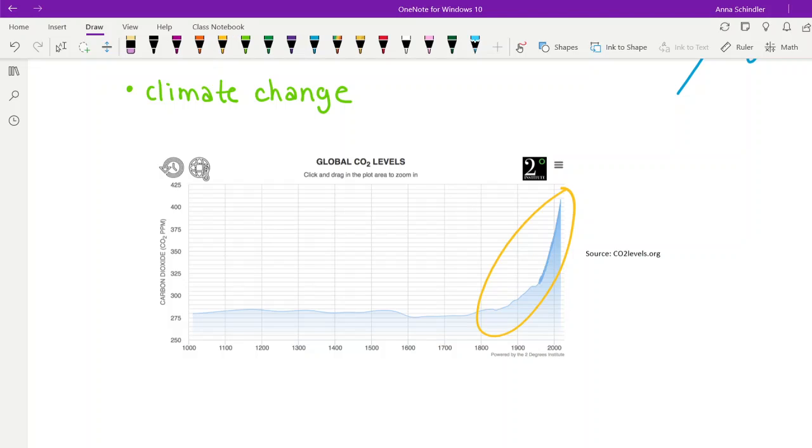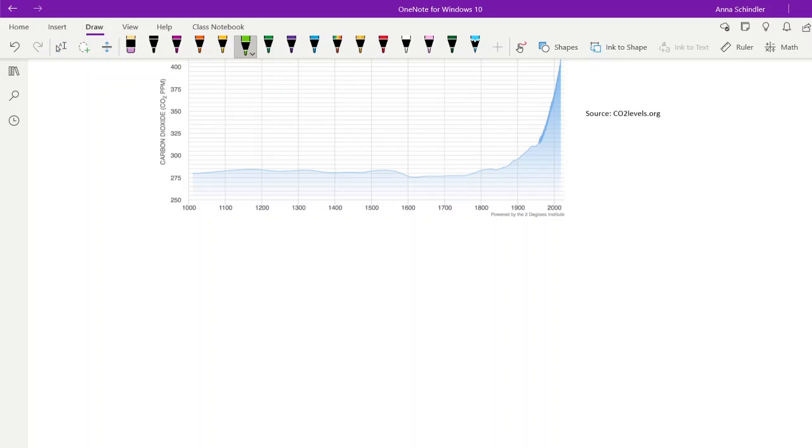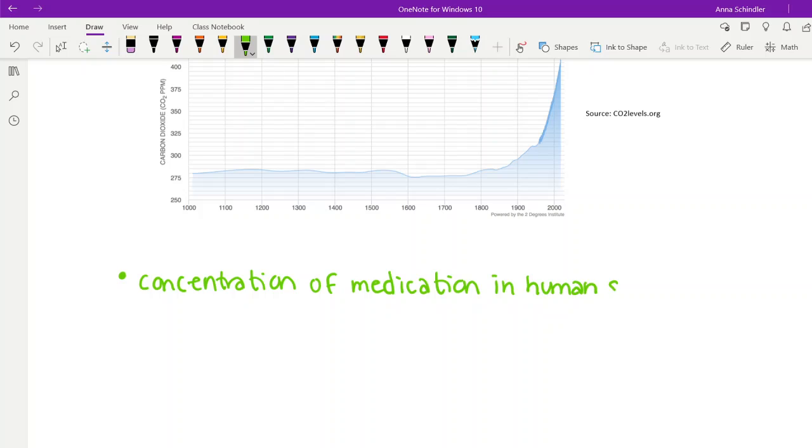Okay, a few more examples. So these are now going to be examples of things that are decreasing exponentially. So one thing could be the concentration of a medication or any kind of drug actually, in a person's system. So we'll see an example along these lines later on in this video.